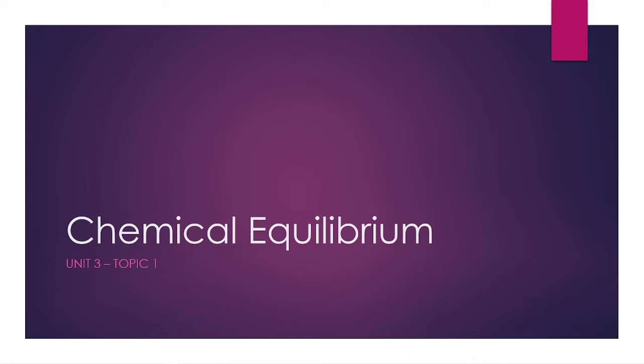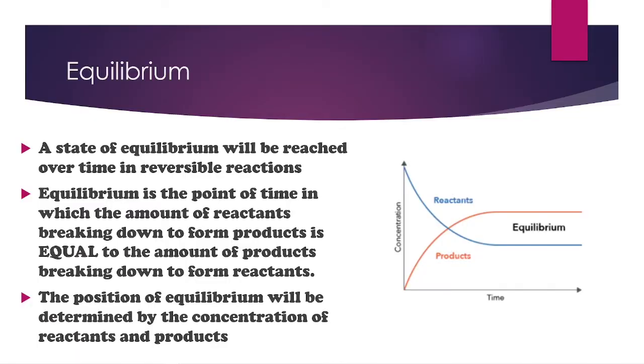As I said, topic 1 is chemical equilibrium. The first thing you need to know is what is an equilibrium. An equilibrium is the point in time in which the amount of reactants breaking down to form new products is equal to the amount of products breaking down to form new reactants. That doesn't necessarily mean that you have the same concentration of reactants and products.